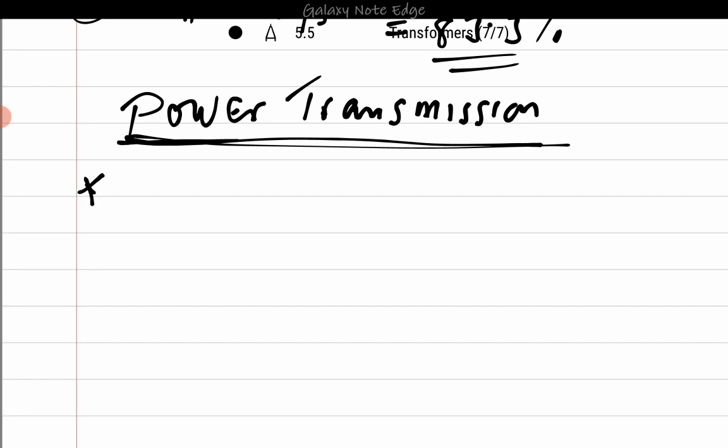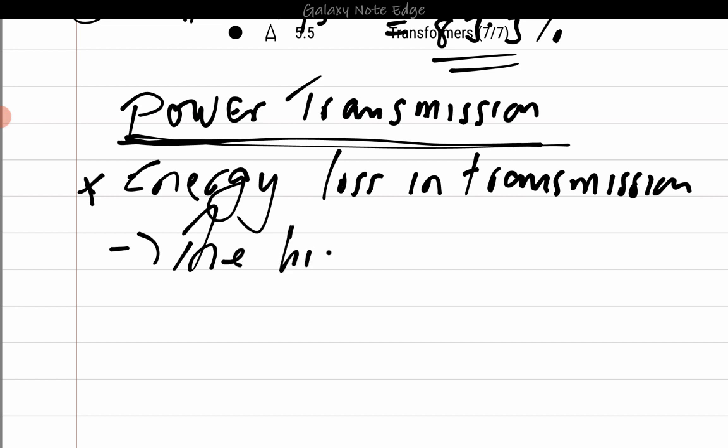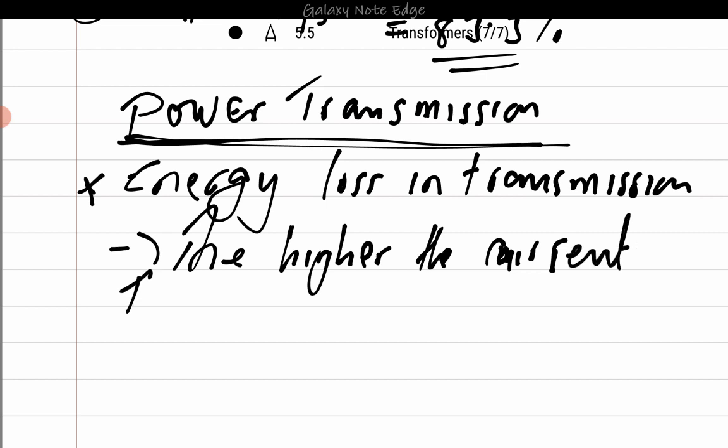So take note that there is energy loss in transmission. The higher the electric current, the higher the energy loss, meaning more heat is generated, so more energy is lost. So we say the higher the current, the higher the energy loss.